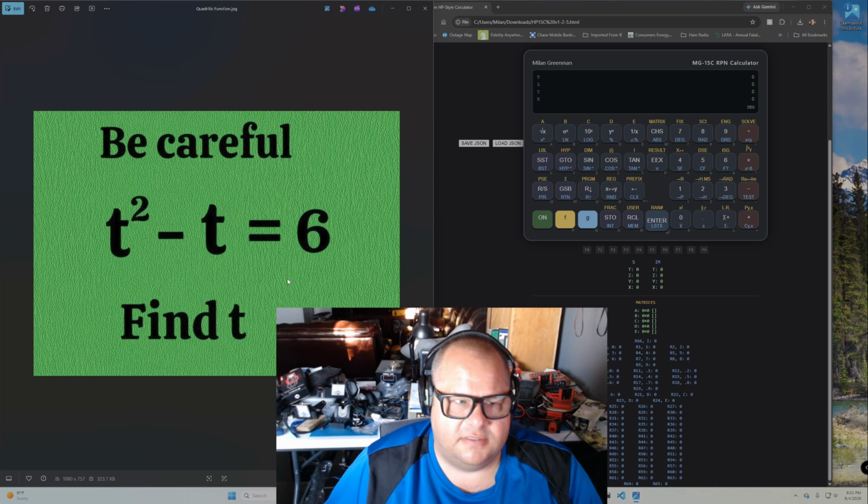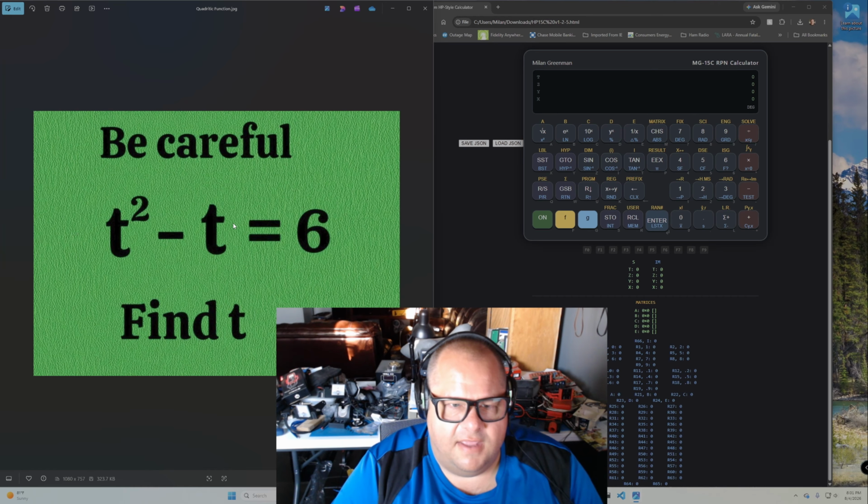So when we look at this, we can rearrange it to make it a quadratic function by subtracting 6 from both sides and setting the equation equal to 0. You end up with 1 for A, -1 for B, and then -6 for C. And then that is in the form of ax squared plus bx plus c.